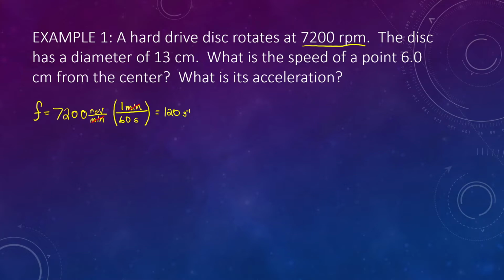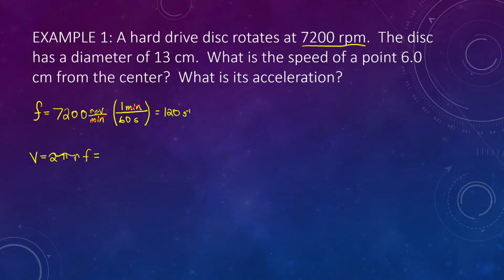Okay. Now, it asks for the speed of a point 6 centimeters from the center. Well, we're given a frequency, and we're looking for speed. We just came up with an equation that relates frequency and speed. We said that the speed, v, is equal to 2 pi r times f. Well, we know what 2 and pi is. We know the frequency because we just got it, so we just have to make sure we know what the radius r is.